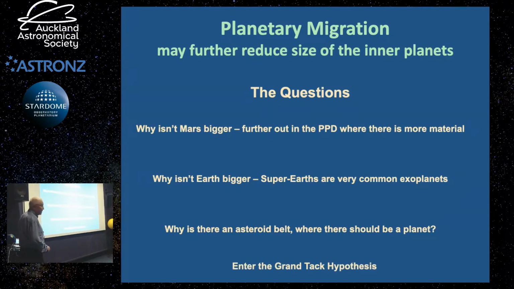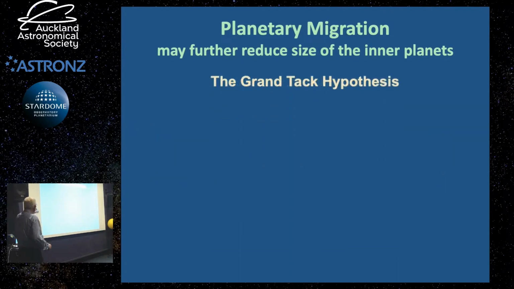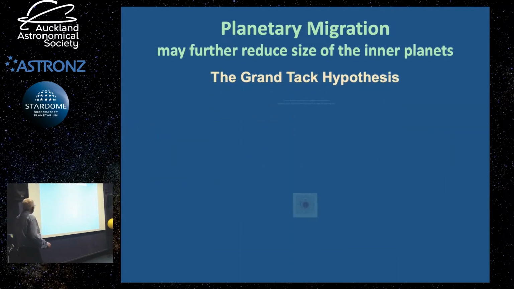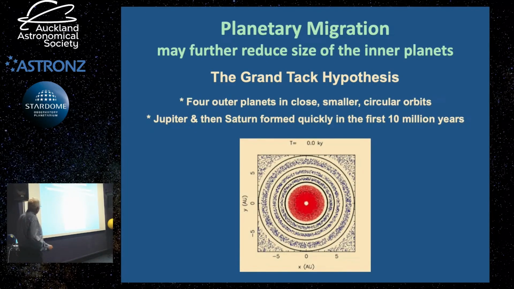Enter the Grand Tack hypothesis. It goes by, and this is all done with computer models and so on, two main points here. The four outer planets, when they originally formed, were much closer than they are now, and they were in more circular orbits. And the other concept is that Jupiter and Saturn formed first.